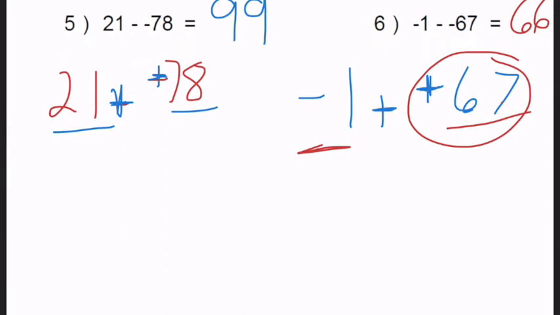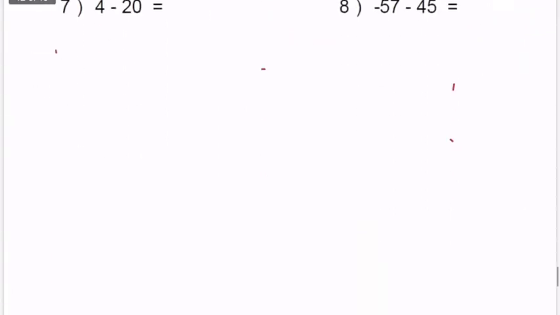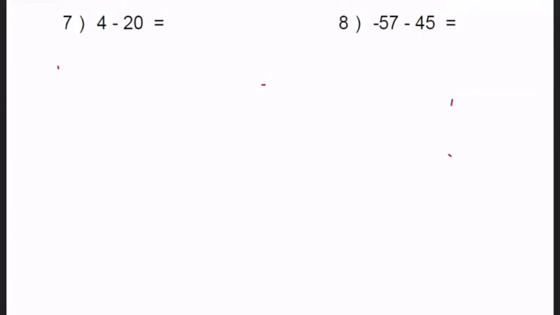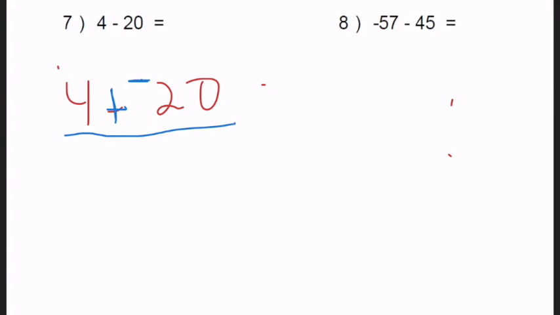Okay, next two. You guys try, and then we'll go over them. Okay, pause it. Okay, so I have 4 minus 20. So we're going to change the minus to a plus, and change the sign of the next number to a negative 20. So 4 plus a negative 20, we have to subtract them because one's negative, one's positive. I get 16. Take the sign of the bigger number. The bigger number would be 20, so it would be negative 16.